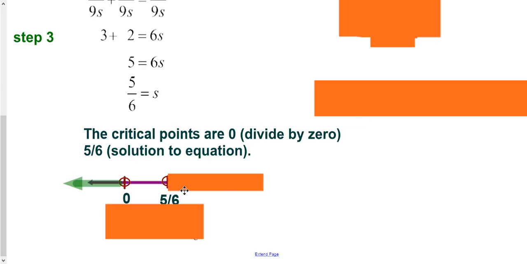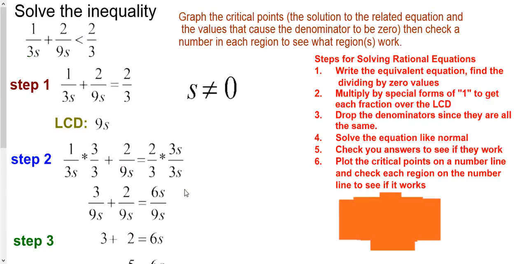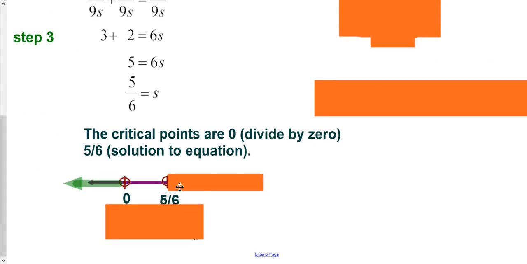Then I could try a number to the right. I could try like 1, because 1 is greater than 5/6. So then I get a 1/3 plus a 2/9. Is that less than 2/3? Yes. So I tried a number over here. It works, so I'm going to shade.